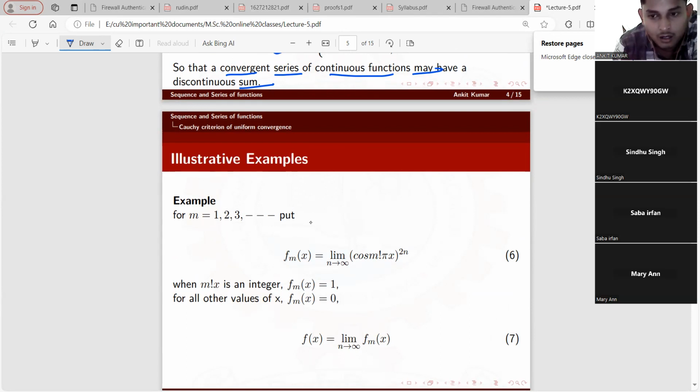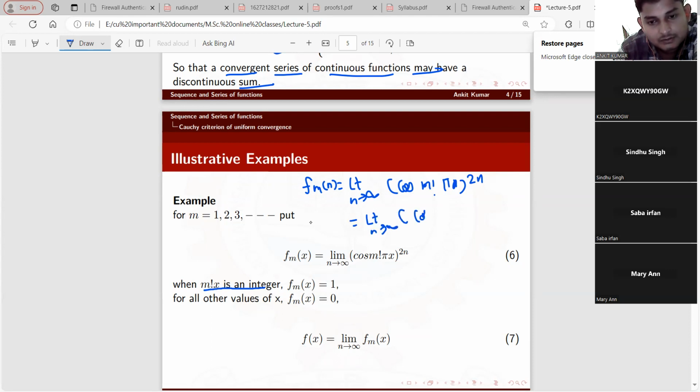In this question, it is said that f_m(x) is equal to the limit as n tends to infinity of (cos(m! pi x))^n. When m! x is an integer, suppose 1, minus 1, 2, 3, then the limit as n tends to infinity of cos(pi x) to the power n becomes 1, because cos(n pi) is equal to (minus 1) to the power n.